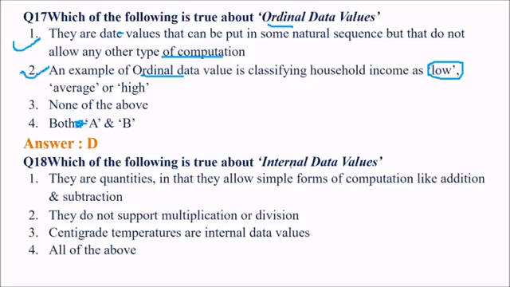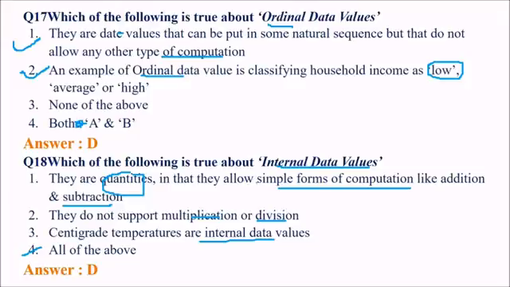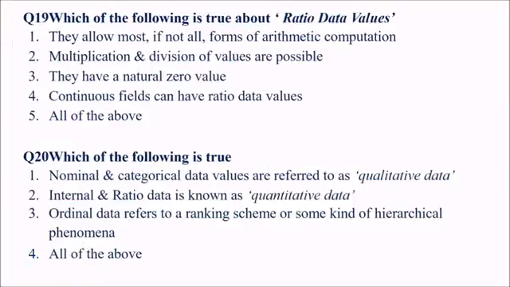Which of the following is true about interval data values? Interval data values. So the answer again, you are guessing it right. The answer is all of the above, because they are quantities in that they allow simple forms of computation like addition and subtraction. They do not support multiplication and division, and centigrade temperatures are interval data values. So these are the quantities. They allow simple forms of computation like just addition and subtraction. They do not support multiplication and division.